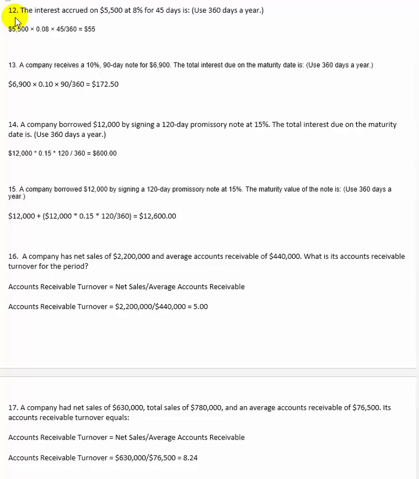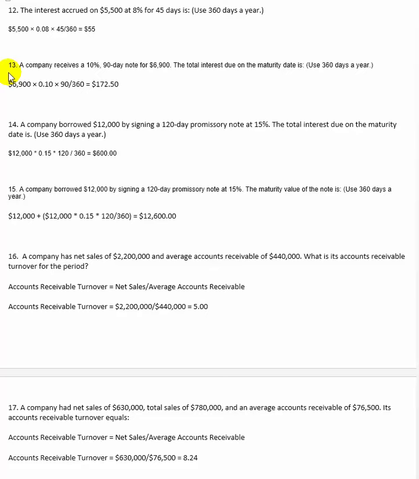Question number 12. The interest accrued on $5,500 at 8% for 45 days is what? And use 365 days a year, which we'll use for all of these calculations. 5,500 times 0.08 times 45 over 360 equals $55.